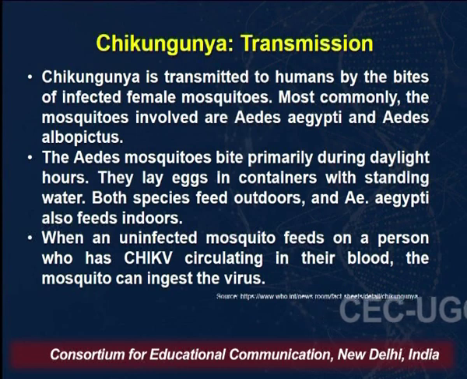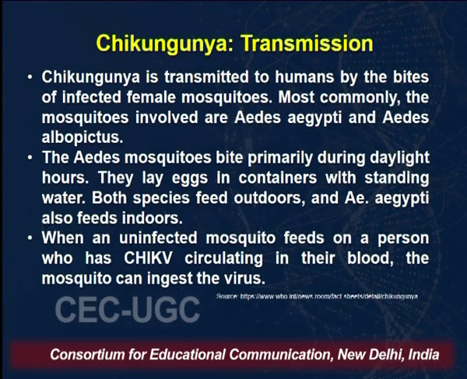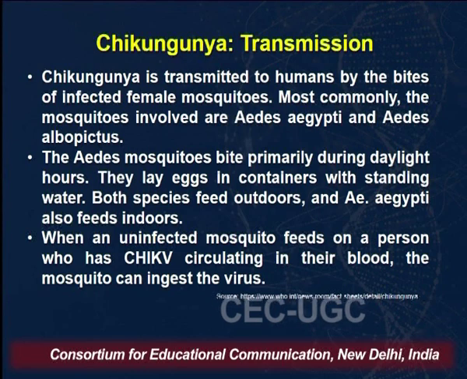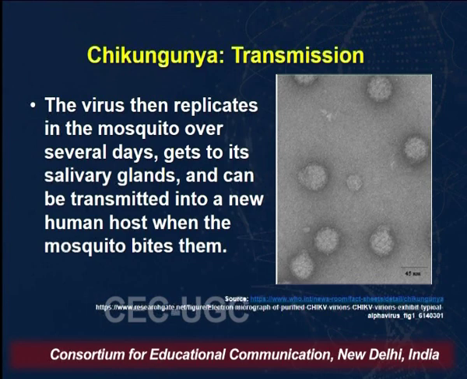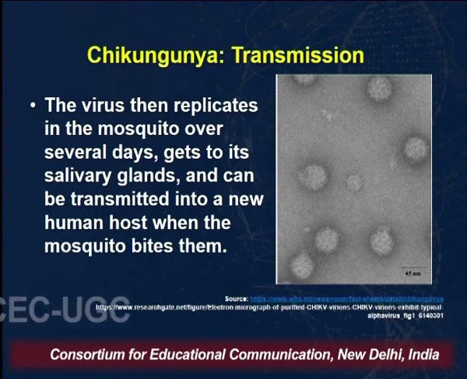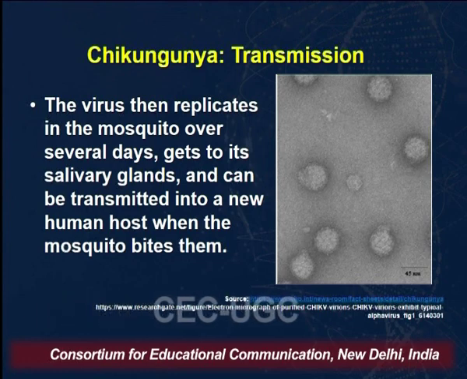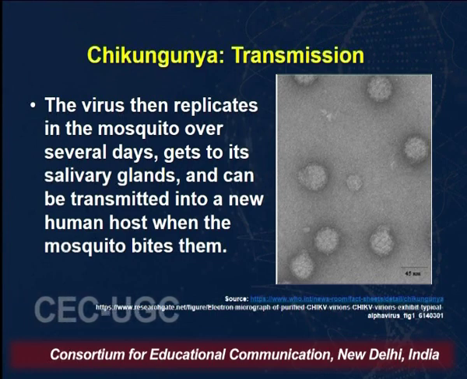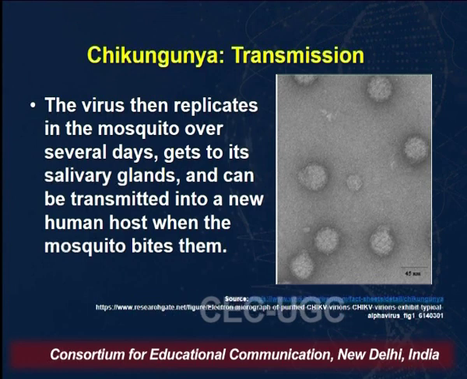Now, a mosquito which is not infected with this virus can take a blood meal and get infected with the virus, and when it bites another person, the infection is spread. So, that is how the transmission takes place. The virus replicates within the mosquito over several days and gets into the salivary glands, and once it bites a person, it gets transmitted into a new human host. Here we can see electron micrographs of the chikungunya viruses.